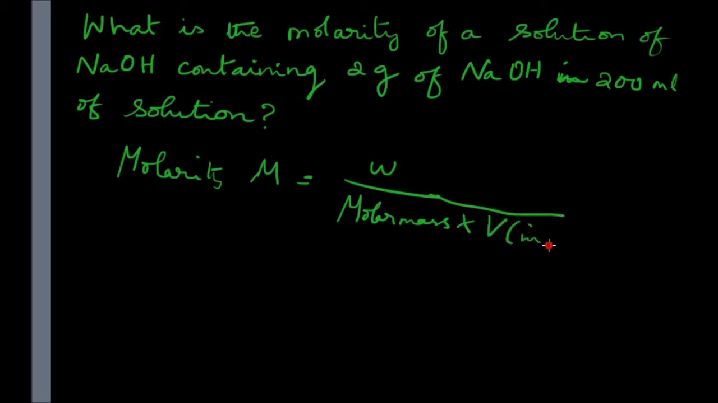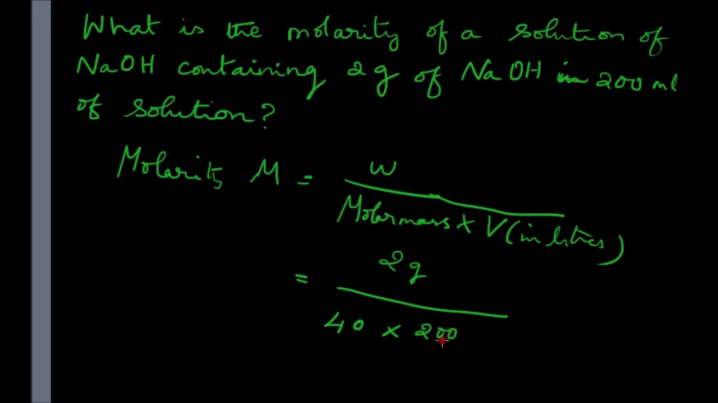This is the formula, isn't it? So, let us substitute now. W is 2 grams, and molar mass of sodium hydroxide you can calculate and find it out to be 40, into volume in liters. What is the volume given? 200 ml. This 200 ml must be expressed in liter. You can write it as 0.2 or you can write it as 200 by 1000. The 1000 will go up. You can do it either way. So, you get 5 by 20, so you get it as 0.25. The molarity is 0.25. Is that clear to you?